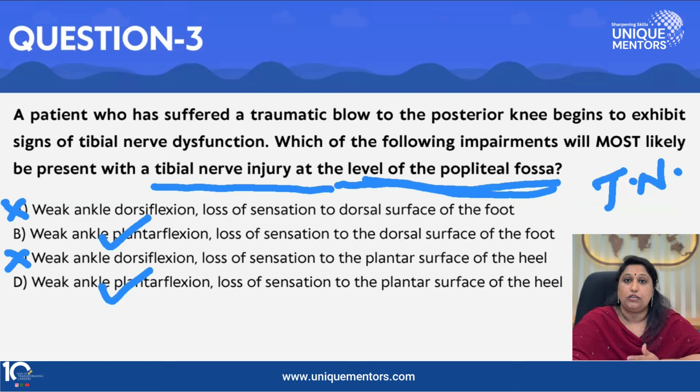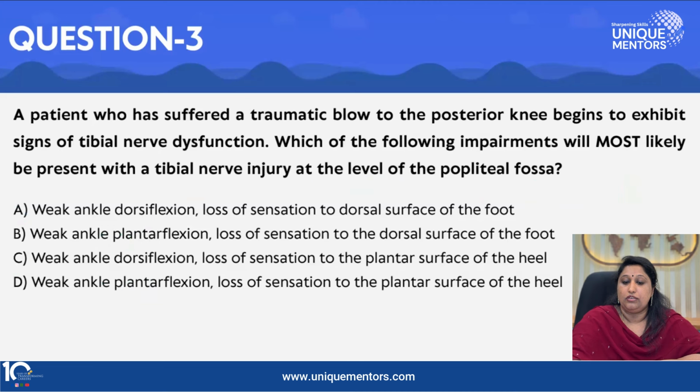Now, because the injury here is at the level of the popliteal fossa, it is exclusively the tibial nerve that is injured. So the loss of sensation will be in the plantar surface of the heel. In option D, we can see weak ankle plantar flexion. The first part is right. And the second part, loss of sensation to the plantar surface of the heel, is also right. So the correct option is option D.